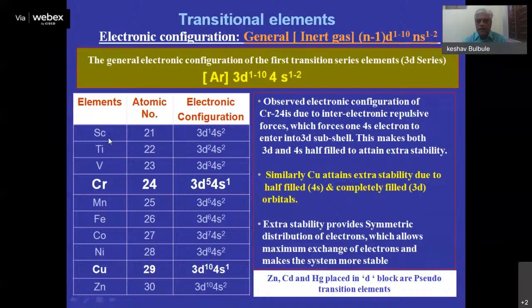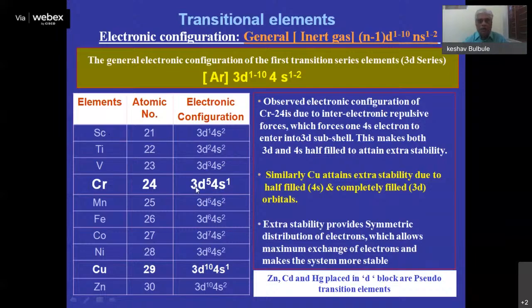In fact, scandium 21, we have got 3d1, 4s2 remains constant. Titanium, we have got 3d2, the 22nd electron enters the 3d subshell. Vanadium, we have got 3d3. Chromium should have been 3d4 and 4s2.